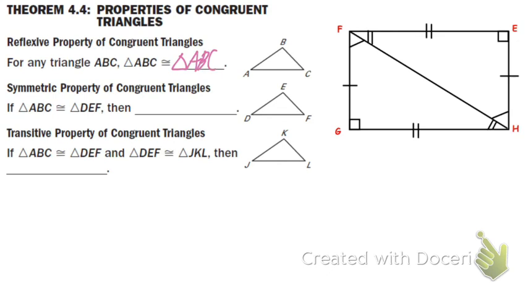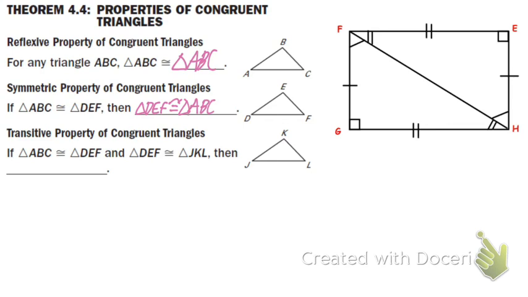How does that prove anything? Why do we need that? The symmetric property, we actually will use that in some proofs. The symmetric property of congruent triangles: if triangle ABC is congruent to triangle DEF, then what do we know by the symmetric property? Then triangle DEF is congruent to triangle ABC. The symmetric property tells us we can just flip it around.